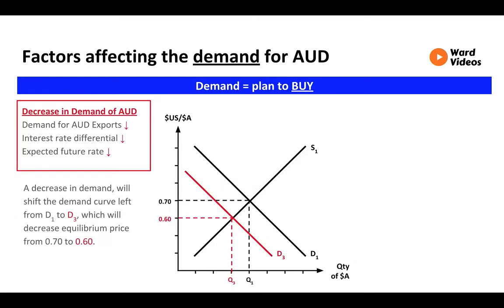While a decrease in demand will shift the demand curve left from D1 to D3. This will decrease the equilibrium price from 0.7 to 0.6. Factors which will decrease demand for the Australian dollar are: demand for Australian exports decreases, interest rate differential decreases, and expected future exchange rate decreases.